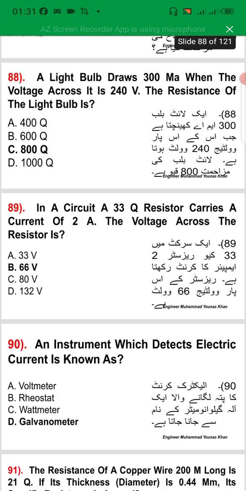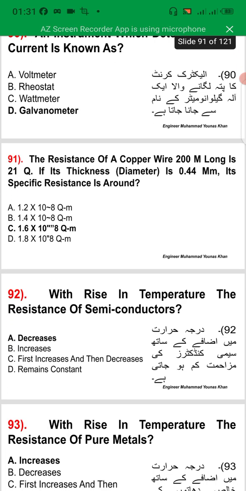A light bulb draws 300 mA when the voltage across it is 40 volt. The resistance of the light bulb is 800 ohm. In a circuit, a 33 ohm resistor carries a current of 2 ampere. The voltage across the resistor is 66 volt. An instrument which detects electric current is known as a galvanometer. The resistance of a copper wire 200 meter long is 21 ohm if its diameter is 0.04 mm. Its specific resistance is around 1.6 × 10⁻⁸ ohm meter.